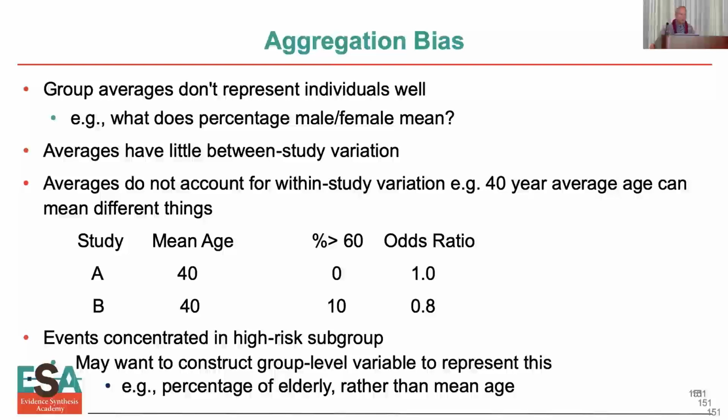And so that's what we mean by aggregation bias. The events may be concentrated in a high-risk subgroup. So you'd like to be able to construct the group level variable to reflect that high-risk subgroup, but you don't have the information to do that because you don't have the distribution of ages. You only have a summary statistic like the average.